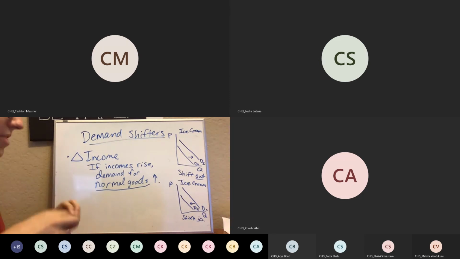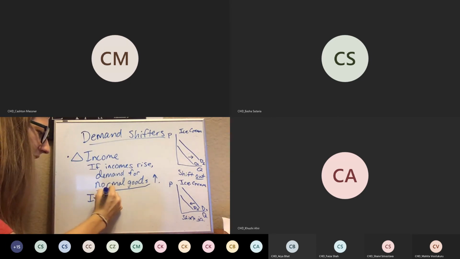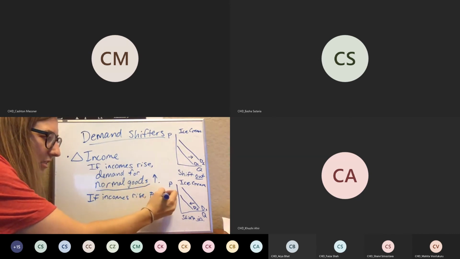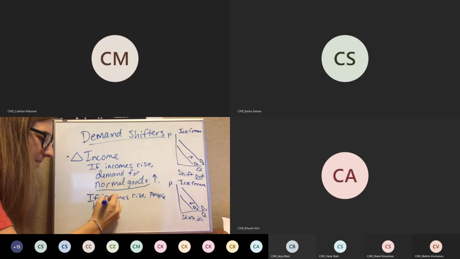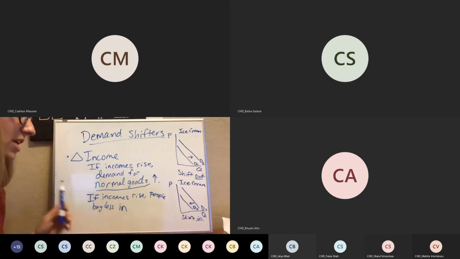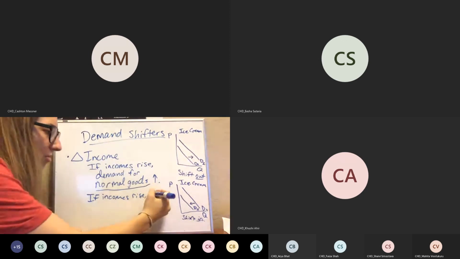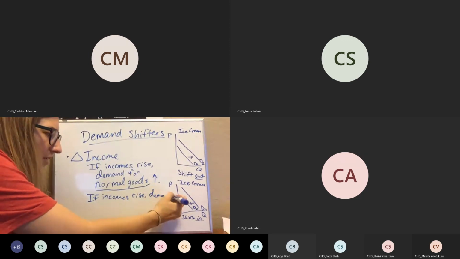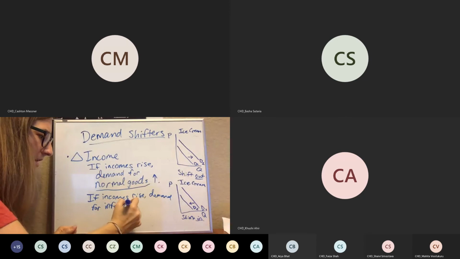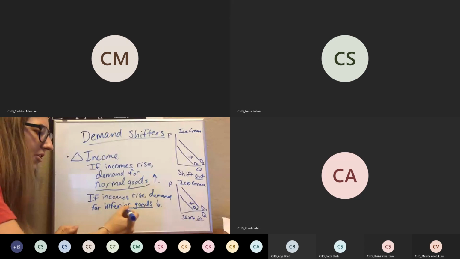But then we also have what we call inferior goods, which are unfortunately named. If incomes rise, people buy less inferior goods. Oh, sorry, we could say demand decreases, to keep it parallel. If incomes rise, demand for inferior goods falls. All right. And inferior goods is a key term. We're going to underline it.